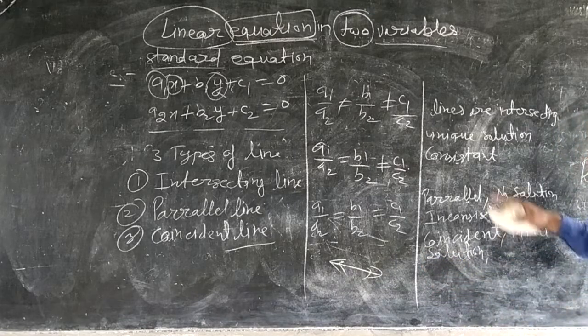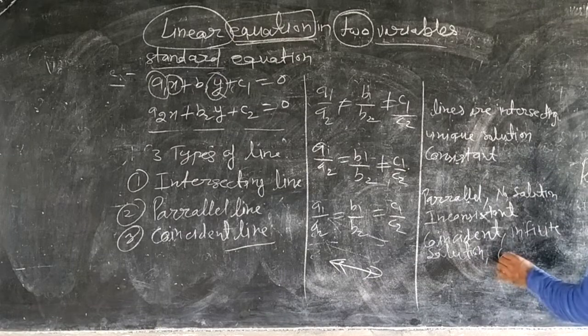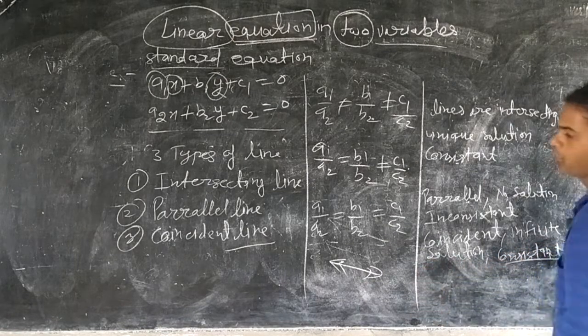And what is the type of system, consistent or inconsistent? It is consistent, because they are meeting at points.